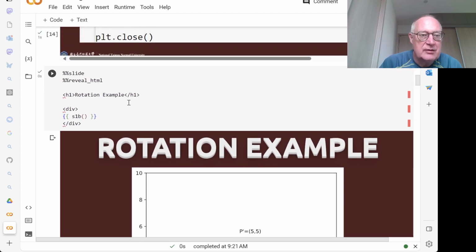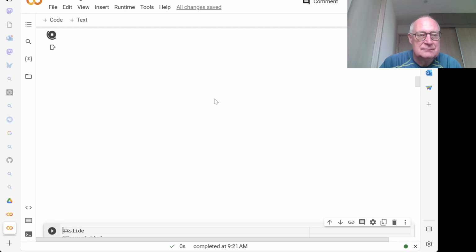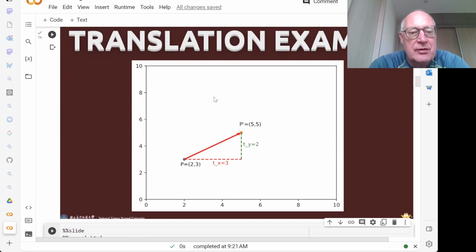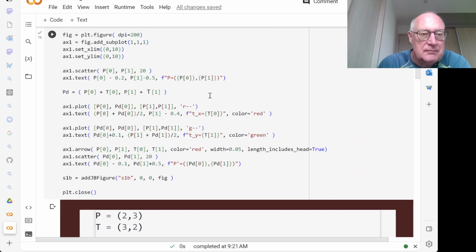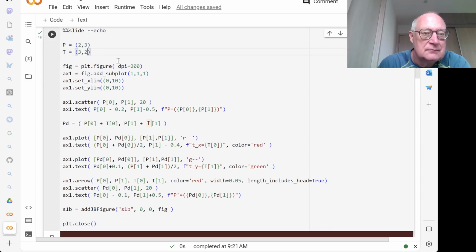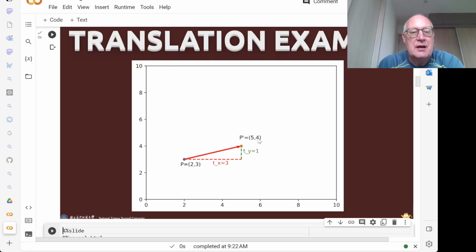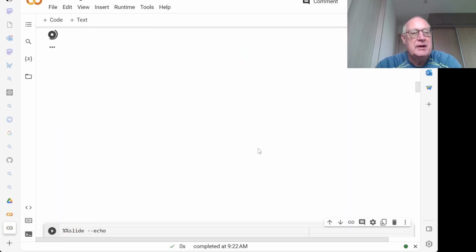Oh, sorry, that's not a rotation, that's a translation. Example. And that's the simplest problem. So if I have a point 2, 3, and I want to translate it in the x direction by 3 units, in the y direction by 2 units, then what will be the end coordinates of that point? Then we end up with 5, 5. So that's pretty straightforward.